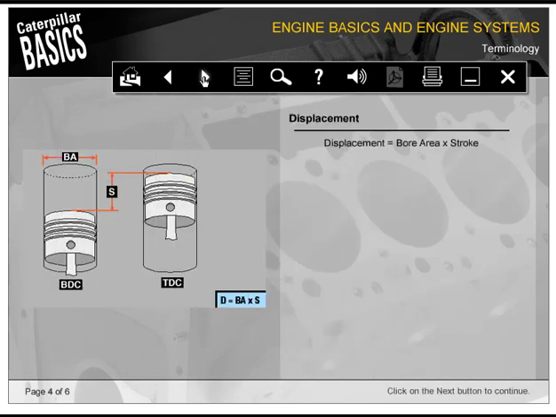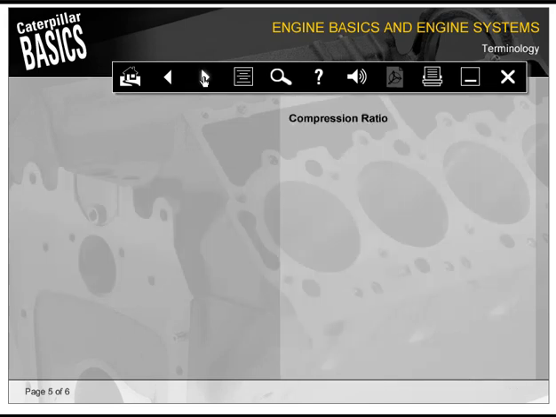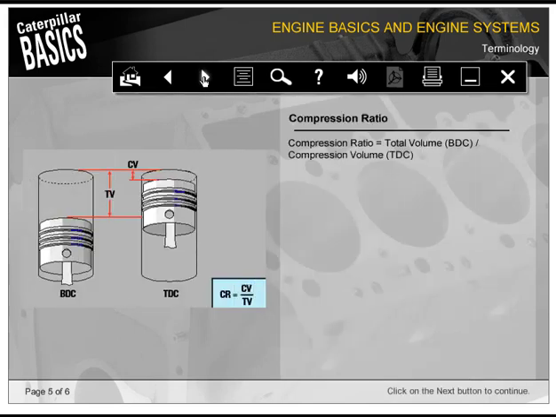To compute displacement, multiply bore area by stroke. To compute compression ratio, divide total volume, when the piston is at bottom dead center, by the compression volume, when the piston is at top dead center.